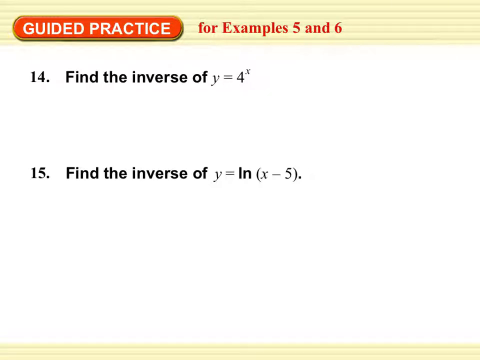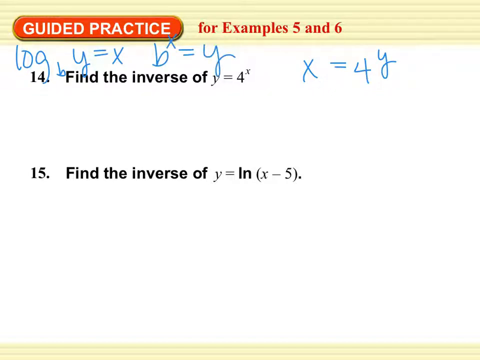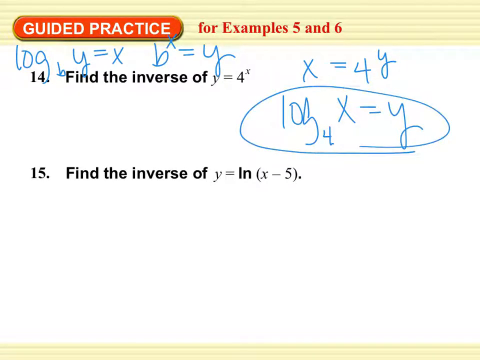All right, now we are finding inverses. And remember, with inverses, let's switch the variables. x equals 4 to the y. And I'm going from exponential to logarithmic. So I'm just going to write down my form. I know it's not the variables that we're using, but that second part is the one I have. So the 4 becomes my base. Log base 4 of x equals y. Perfect.